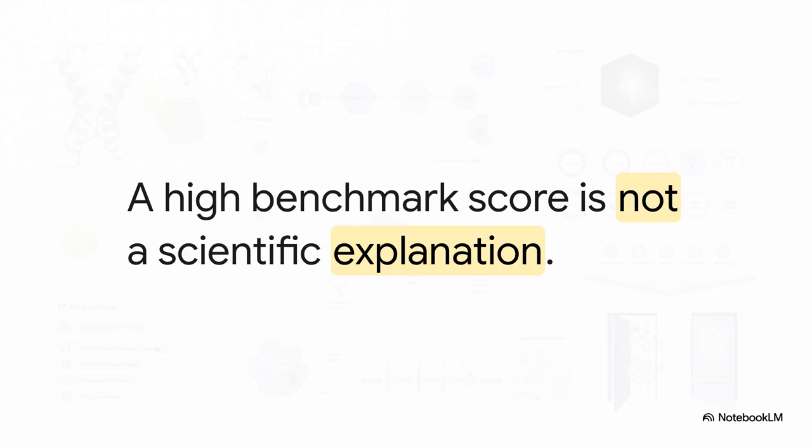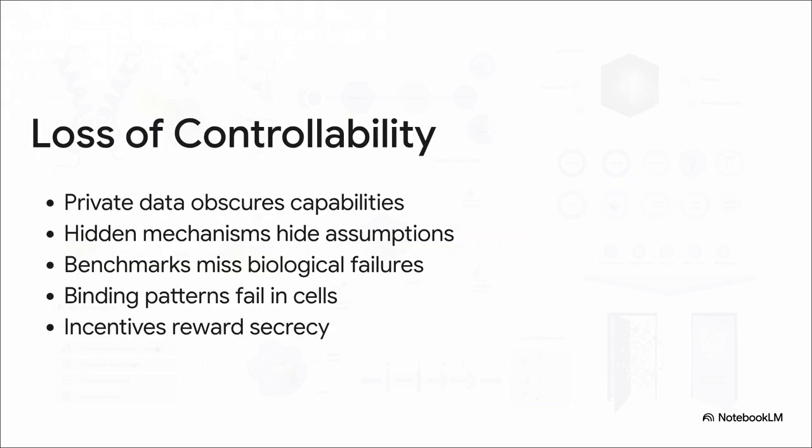As outside researchers, we might see a really shiny, impressive result, but we can't tell the difference between actual algorithmic progress, a massive private data advantage, or just narrow overfitting. So the crisis here isn't just some philosophical open source versus closed source debate. It's a fundamental loss of scientific controllability.